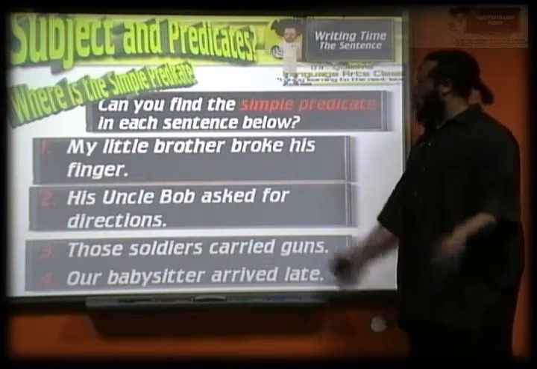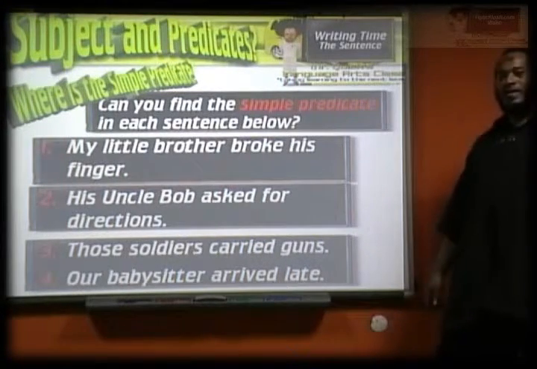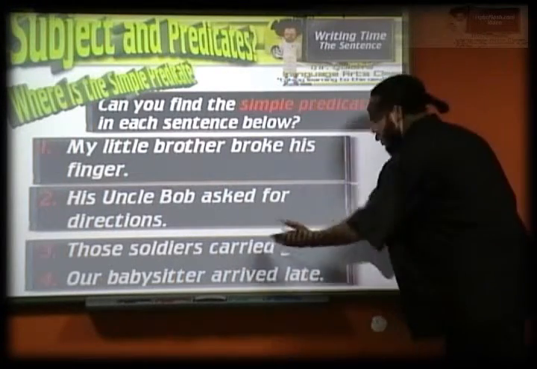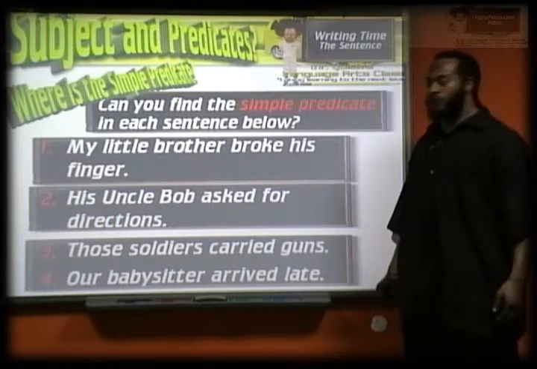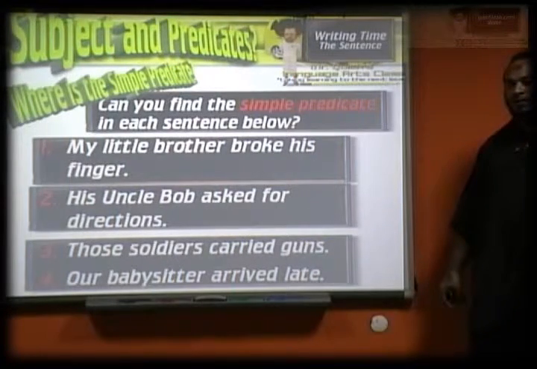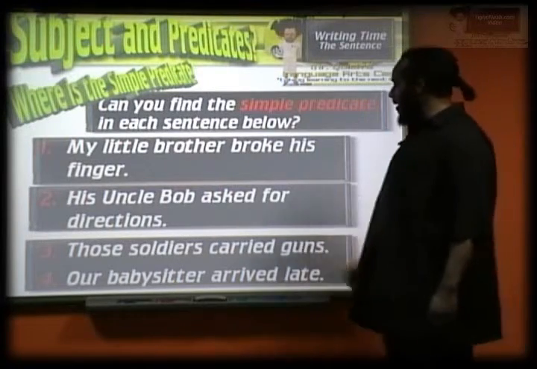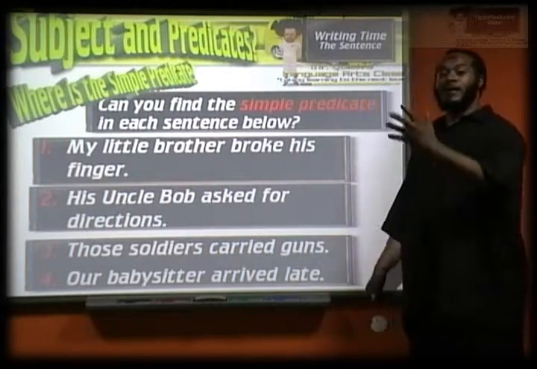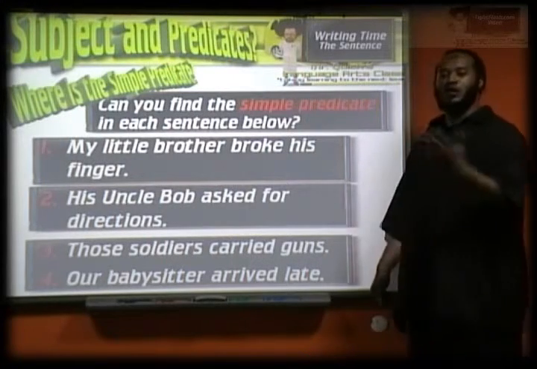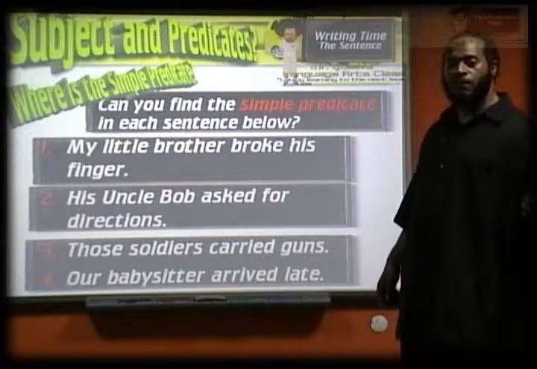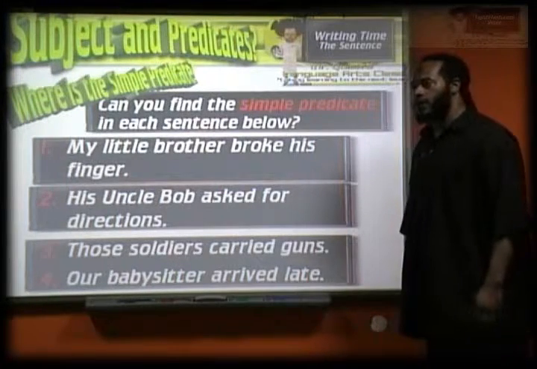The question is, which one of these words is the simple predicate? Those soldiers carried guns, and we talked about it before, is the predicate. Now you have to decide which one of these words is the simple predicate. Our babysitter arrived late being the predicate. Now you have to decide which of these words is the simple predicate. Okay, I'll give you a few minutes.